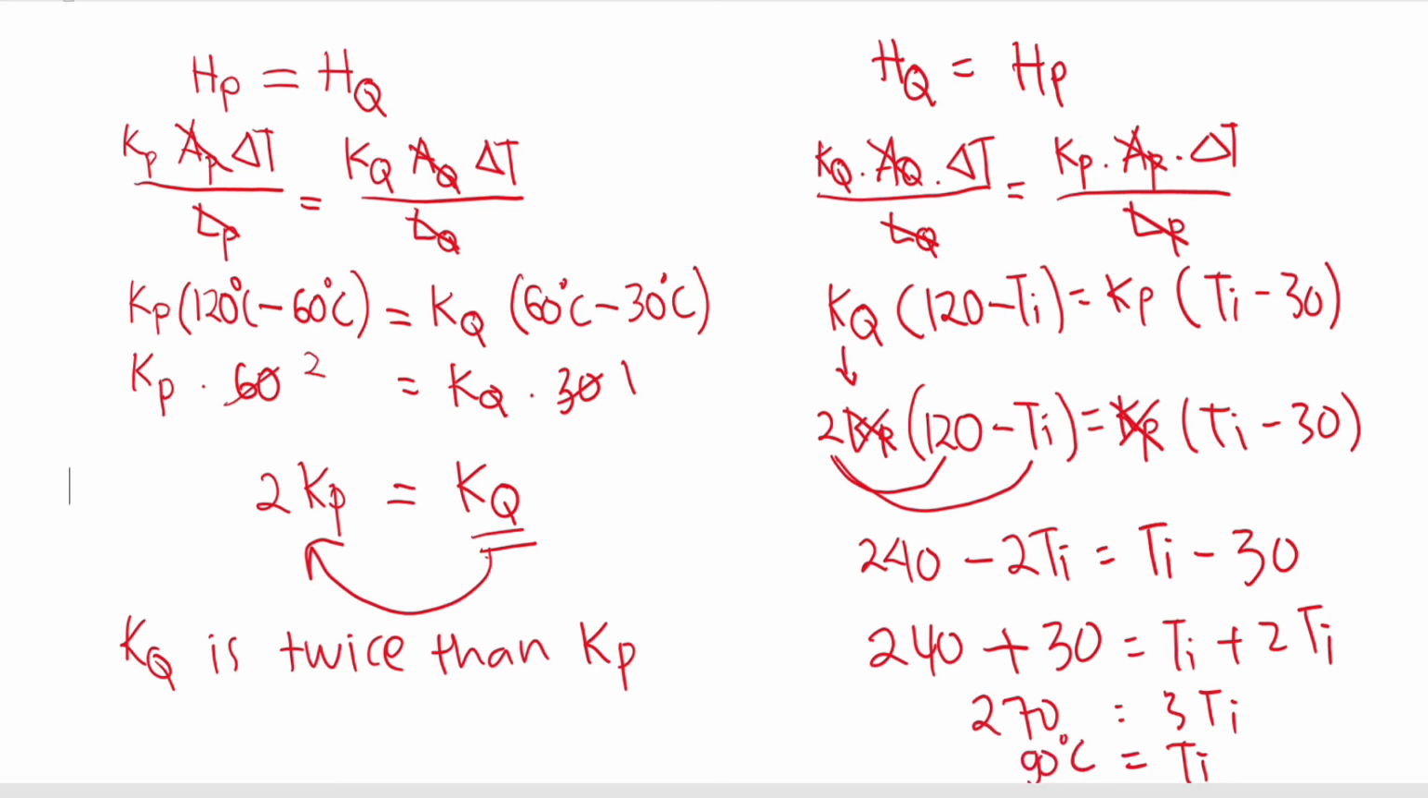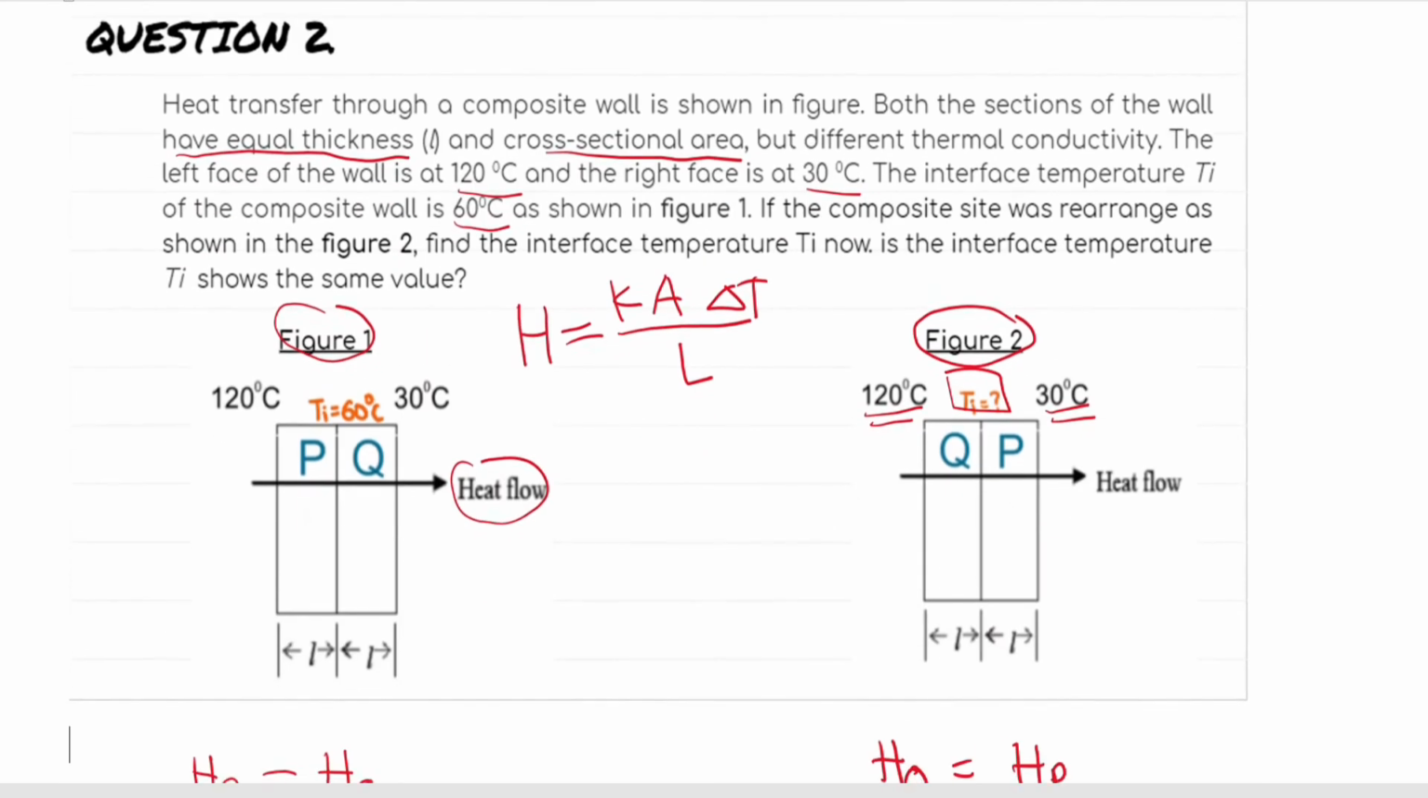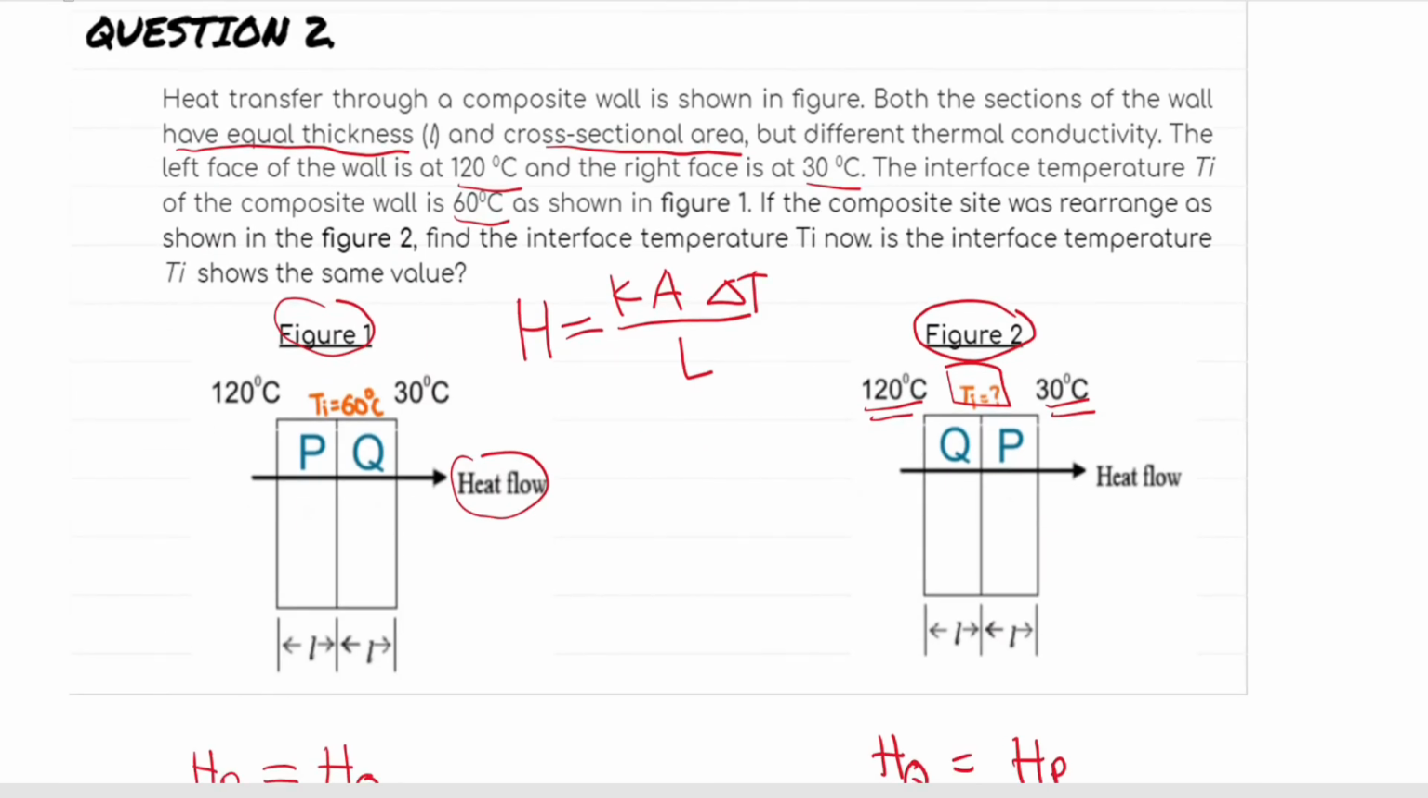Okay, so we move back. In this case, the interface temperature is 90 degrees Celsius. So if we rearrange the wall, it makes a different interface temperature. Okay, that is the answer for question 2.